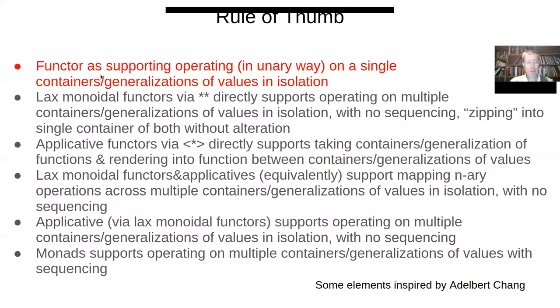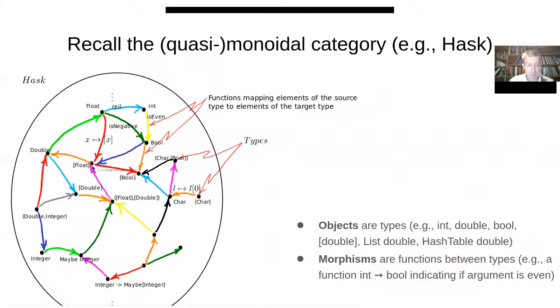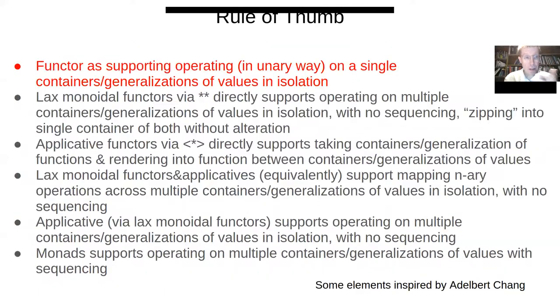So functors can be viewed here as supporting operations in a unary way on sets of values in isolation, these containers, these generalizations of values, these effectful values. We can use any number of words for it, but the idea is if we know how to map floats to bools, we know how to map this generalization of floats, say a list of floats, to a generalization of bools, a list of bools. Or we know how to map maybes of floats to maybes of bools. It's an embellishment of floats to an embellishment of bools. That's what these functors do, and it's incredibly useful.